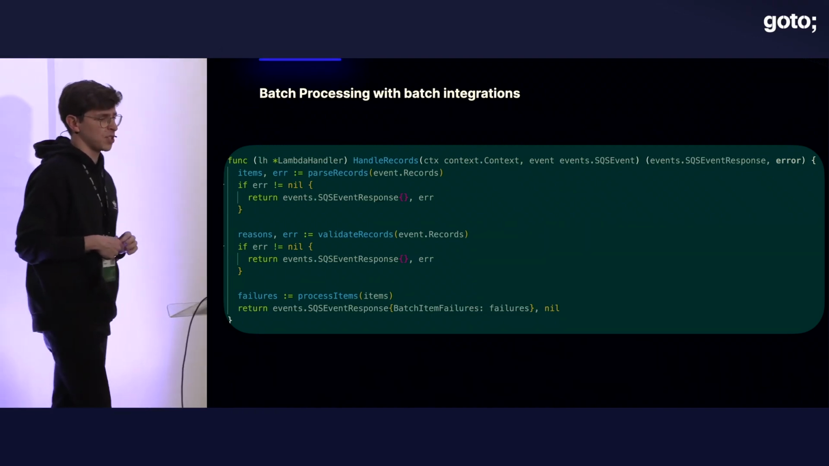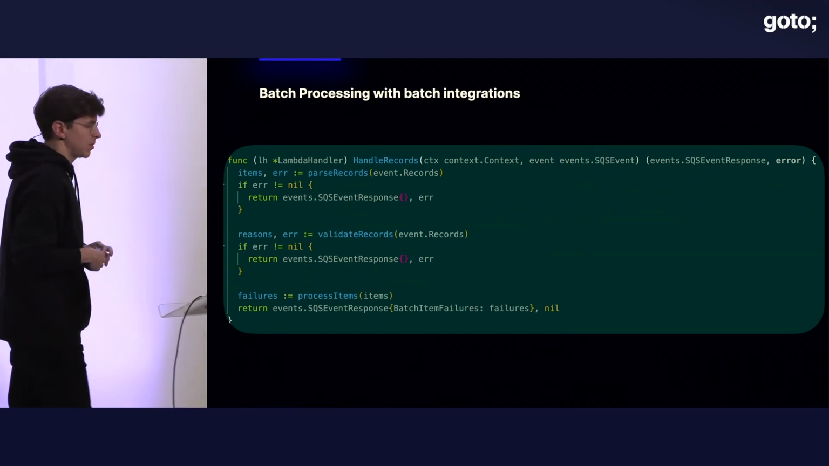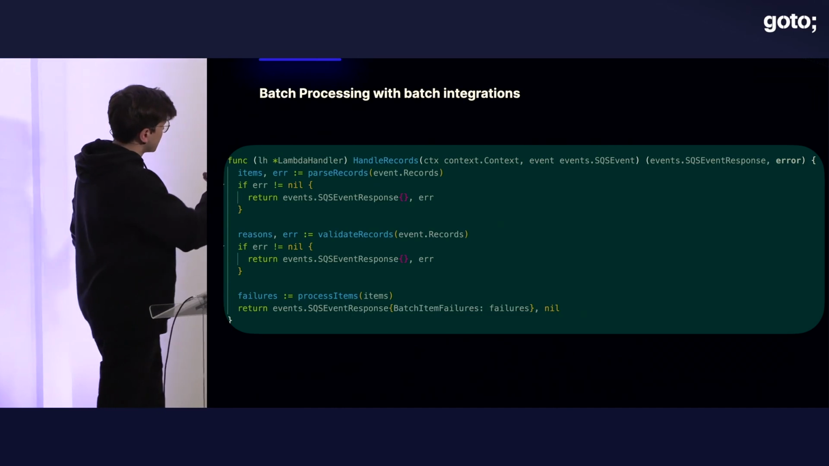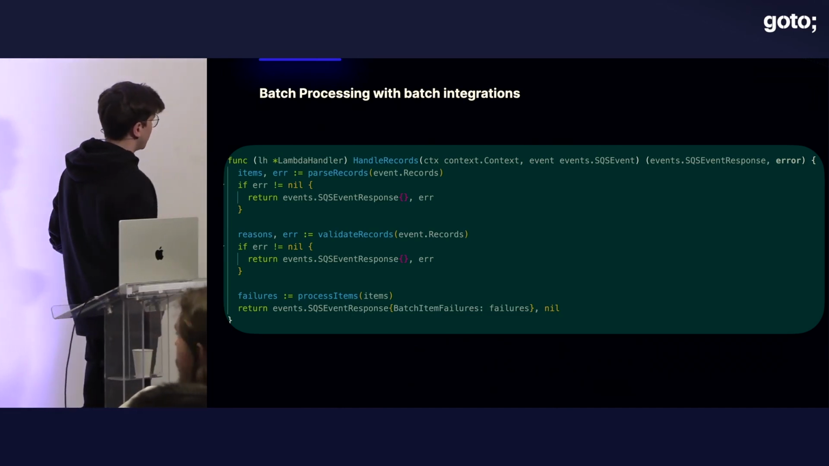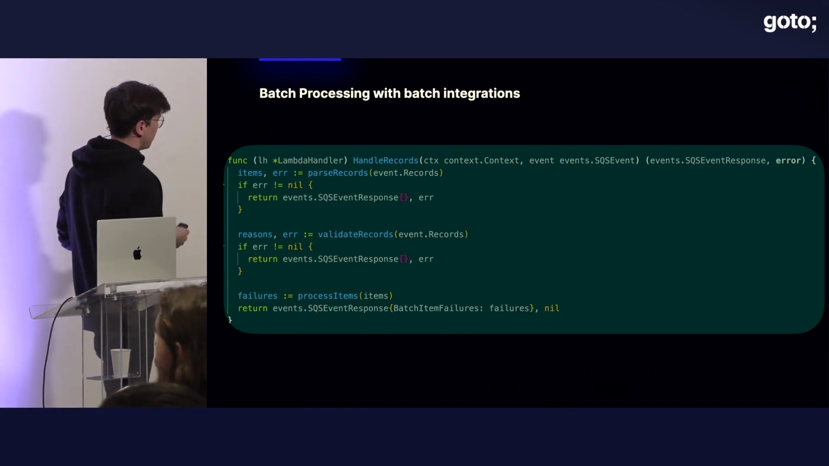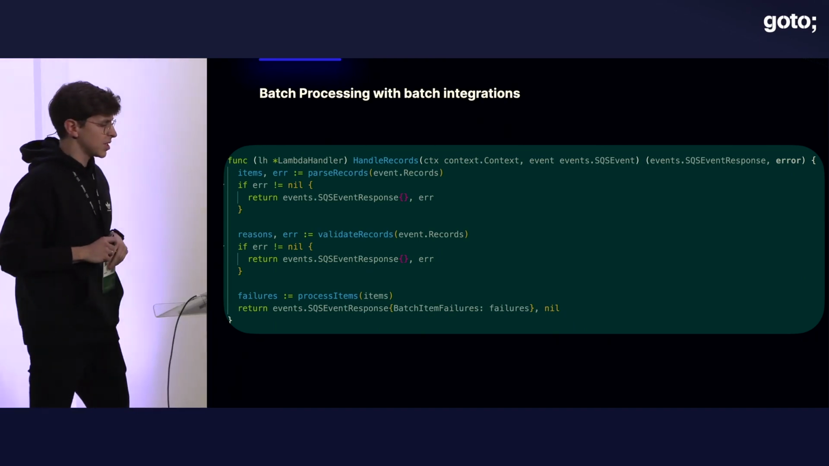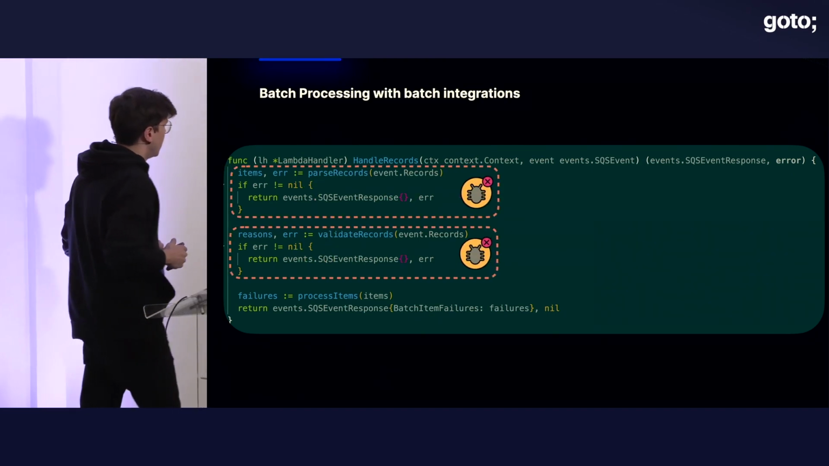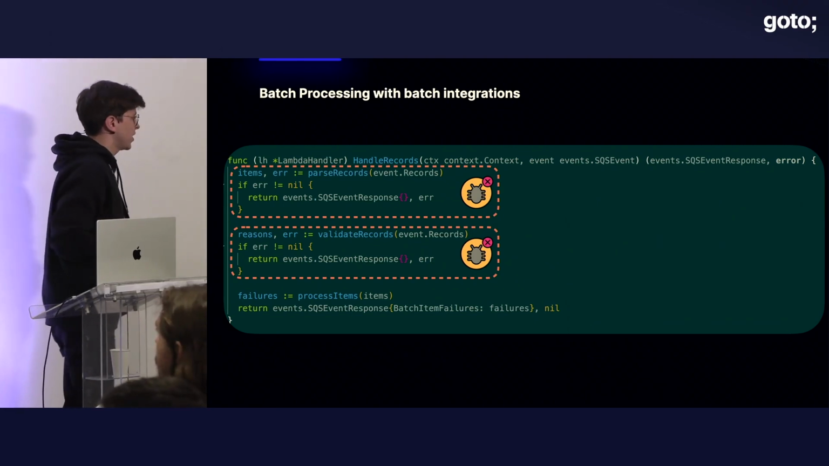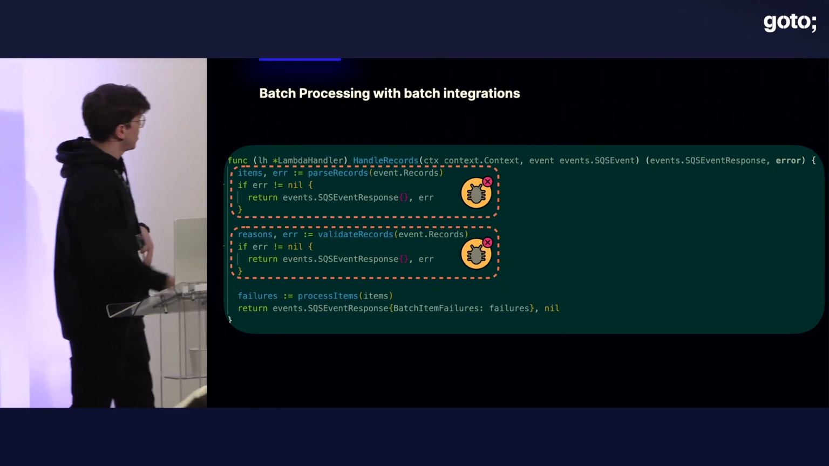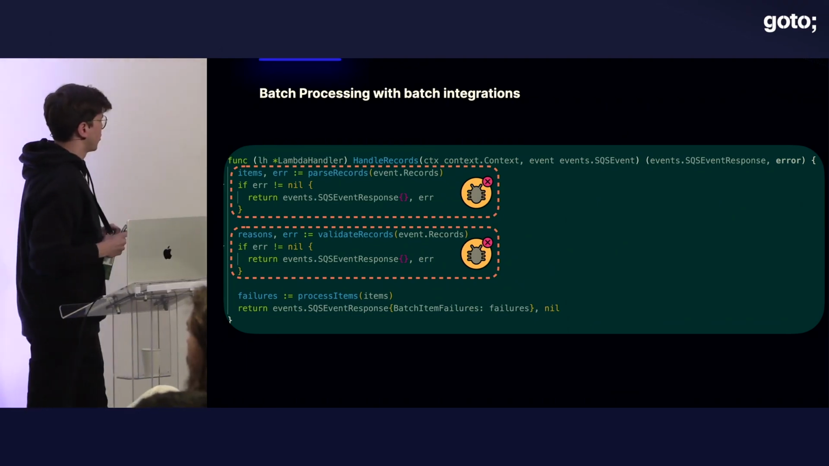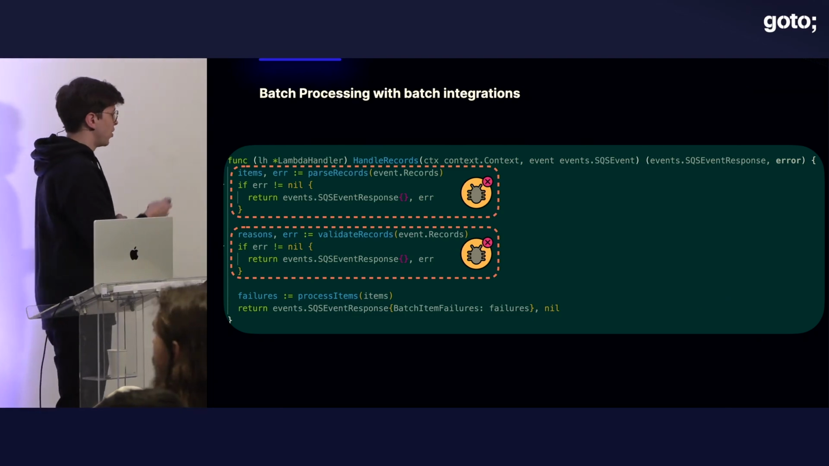So how might this implementation look? We have some Lambda handler in Go. We are first parsing records, validating records, processing them, and returning failures. It looks very simple, but the problem with this implementation is that it's completely wrong. We have exactly the same issue that we had before. If any message is malformed or invalid, you are failing the whole batch.